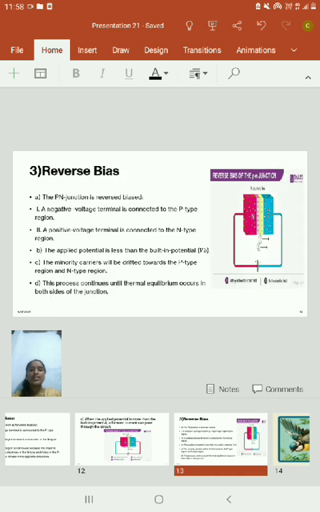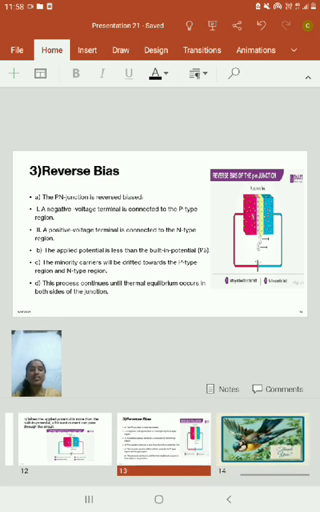Reverse bias. The PN junction is reversed. A negative voltage terminal is connected to the P-type region and a positive voltage terminal is connected to the N-type region. The applied potential is less than the built-in potential. The minority carriers will drift towards the P-type region and N-type region. This process continues until thermal equilibrium occurs on both sides of the region.